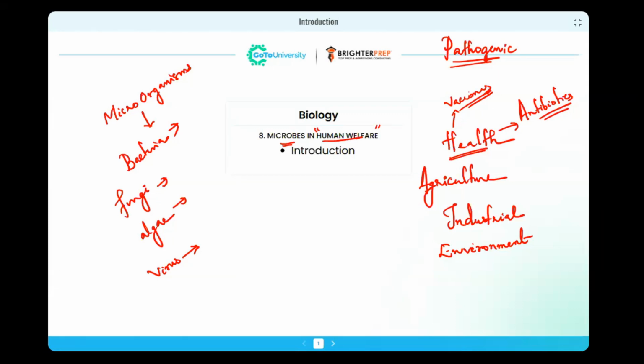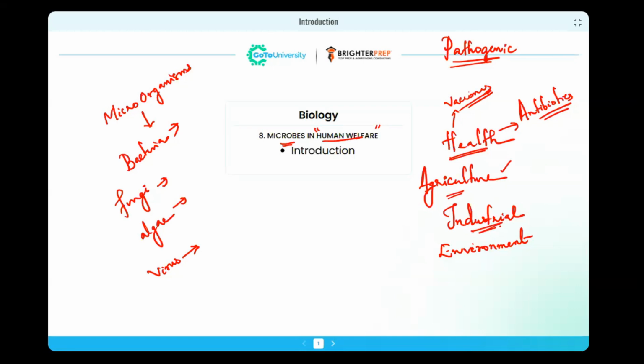Okay, now moving to the next category, that is coming to the agriculture. First thing what comes in our mind is the nitrogen fixation, isn't it? Certain bacteria like rhizobium, acetobacter are involved in fixing atmospheric nitrogen into the soil. And it also includes biological pest control. So some microbes help in controlling the agricultural pest, for example the Bt, Bacillus thuringiensis. And it will also include composting.